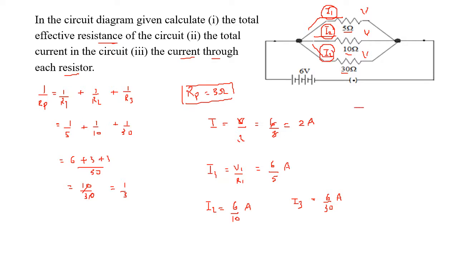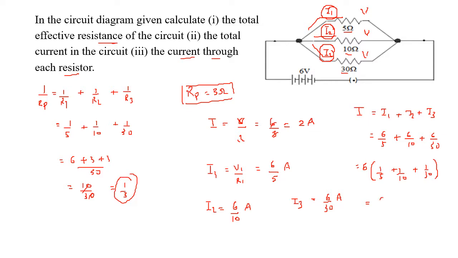But if you want to verify, you can see I will be equal to I1 plus I2 plus I3. So I1 is 6 upon 5, I2 is 6 upon 10, and I3 is 6 upon 30. If you take out the 6 common, you get 1 upon 5, 1 upon 10, 1 upon 30, which you already got as the parallel resistance term, 1 by 3. Yes, you got it 1 by 3 here. So 6 into 1 by 3 is what you get, 2 ampere. The total current which we got was 2 ampere, and we have just verified it.